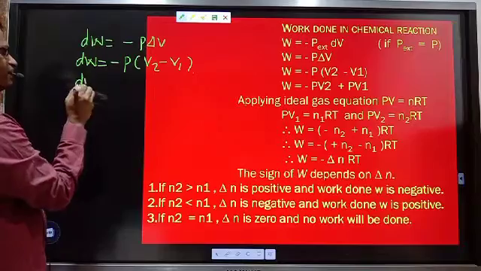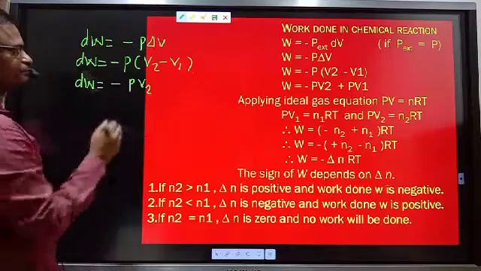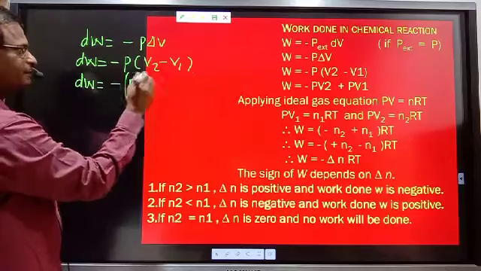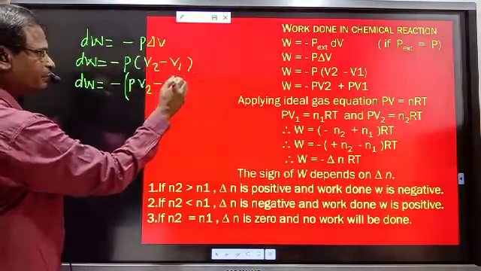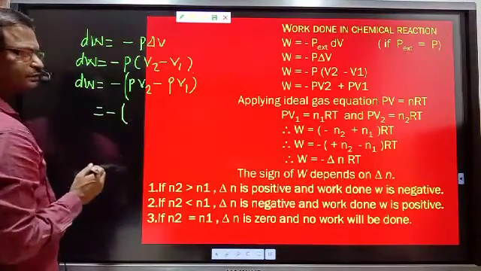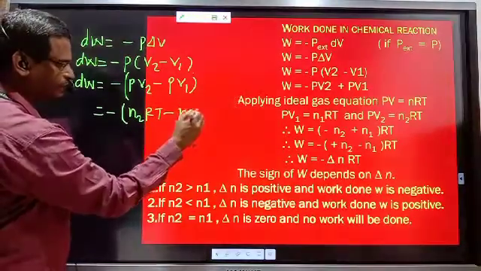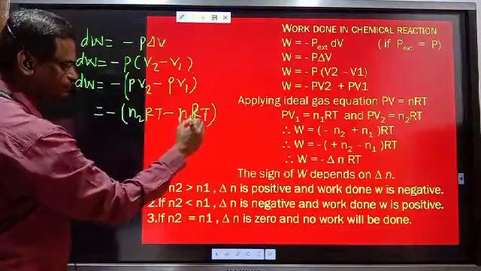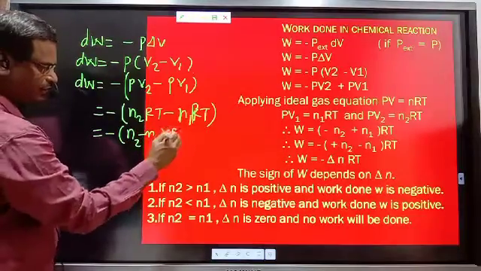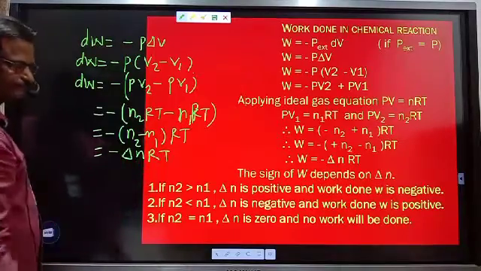On solving that, how does it become? dW is equal to minus PV2, see, the minus sign I have taken separately, and then minus PV1. Simply solve it now. Minus PV2 is N2 RT, minus PV1 is N1 RT. So minus N2 minus N1, RT is common. So minus delta nRT, like this.